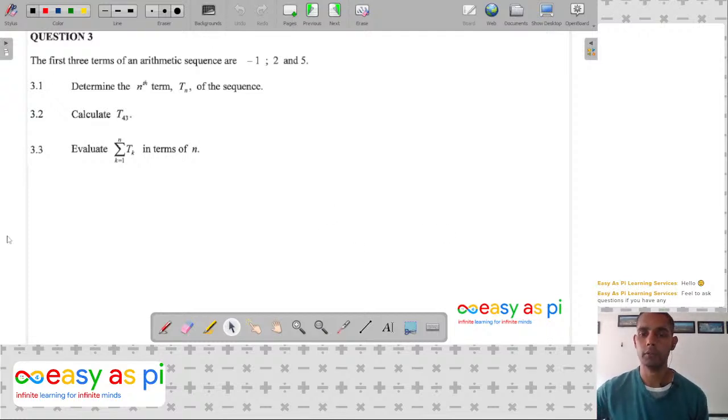Let's have a look at the question. Let's underline the key parts of the question. I'm going to do that in blue. They say the first three terms of an arithmetic sequence are -1, 2, and 5. 3.1, there's no mark scheme here.